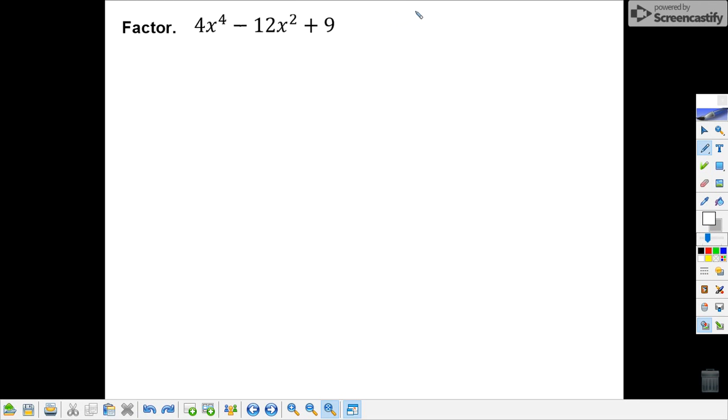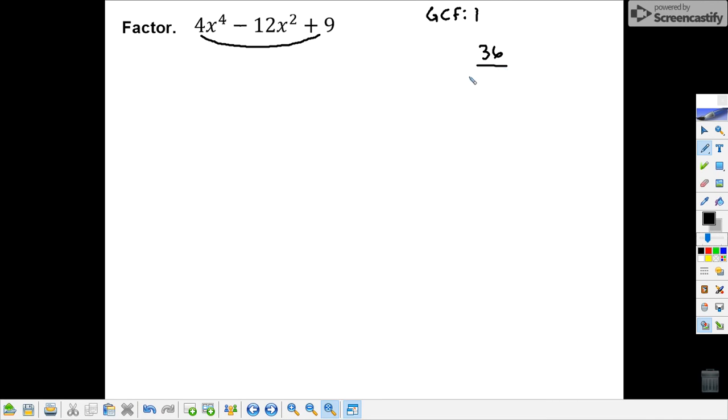Okay, so first things first, you always look for a greatest common factor. So each one of these, once again, is just divisible by 1. In later videos, I'll show what happens when there's a greatest common factor. So if it's just 1, we don't do anything. We go ahead and just multiply our first number by our last number, like we did before. So we have 36. 4 times 9 is 36.